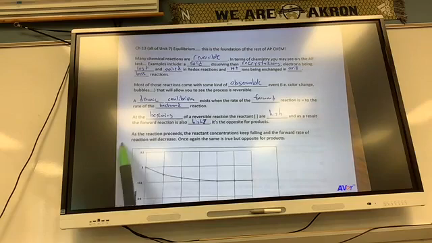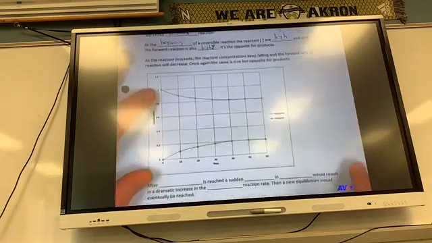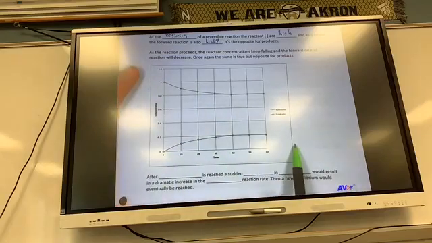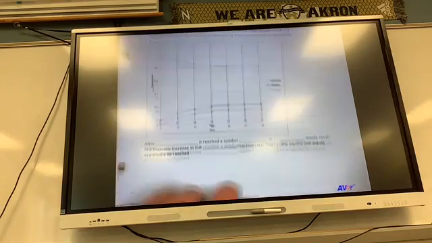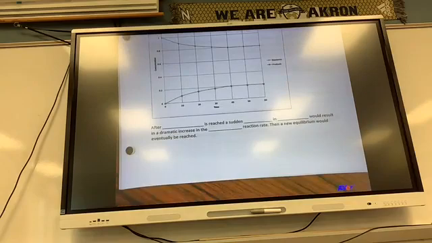All right, here we go. As the reaction proceeds, the reactant concentrations keep falling and the forward rate of reaction will decrease. Once again, it's the same but opposite for the products. Do you guys remember this graph I showed you last chapter? Reactants go down, products go up. Remember how we had NO2? It's fine. It's the end of the year.